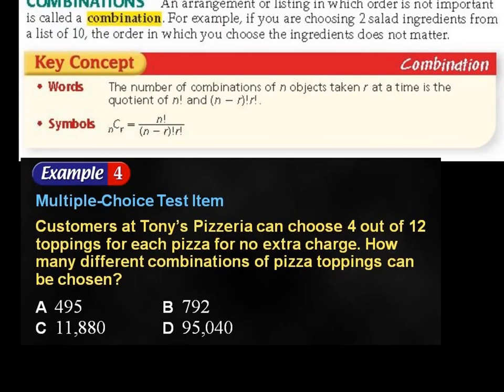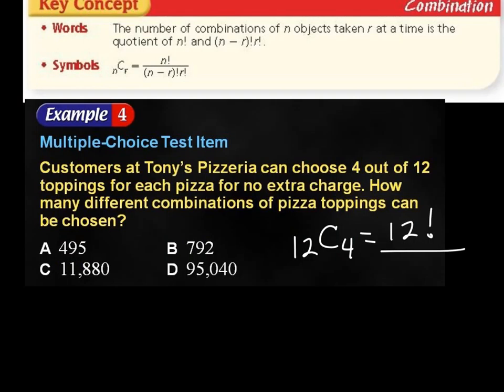Customers at Tony's Pizzeria can choose 4 out of 12 toppings for each pizza for no extra charge. How many different combinations of pizza toppings can be chosen? The order that pizza toppings are added does not matter, so this is a combinations problem. So we're just going to plug into the formula. Combination of 12 things taken 4 at a time is 12 factorial over 12 minus 4, which is 8 factorial, times 4 factorial.